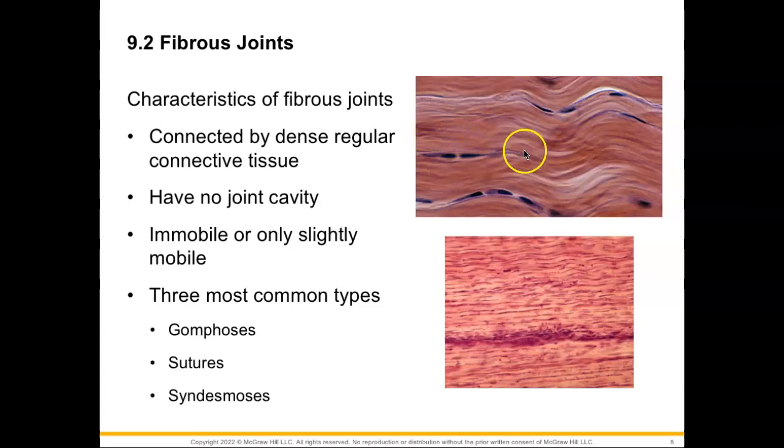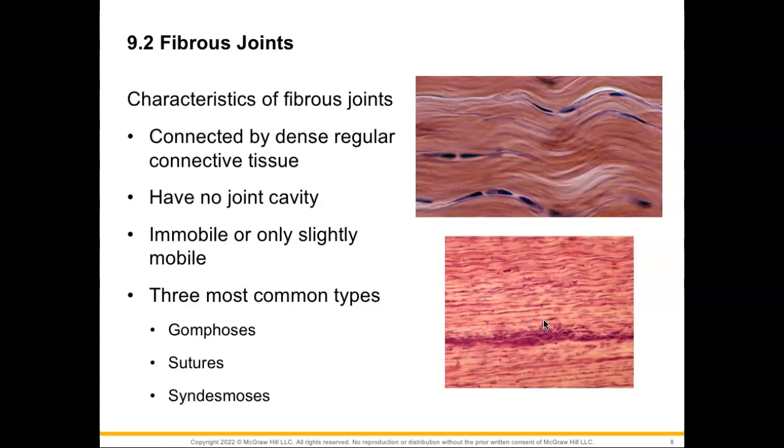If you think back to our tissue chapter, we see these bundles of collagen fibers neatly arranged parallel to each other, and here we have those fibroblasts in a row. This is just an illustration of that, a little bit less magnified there.